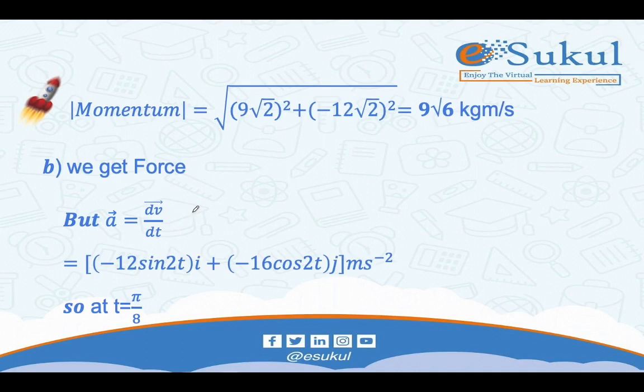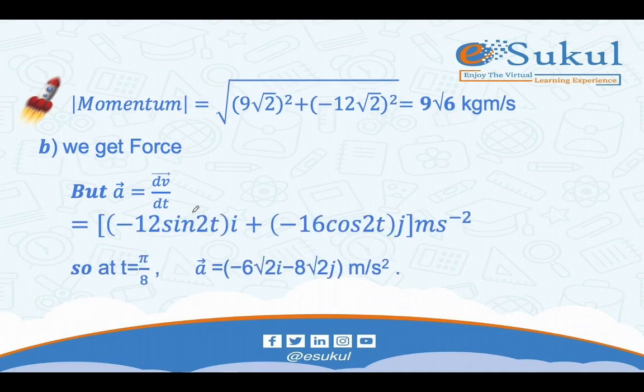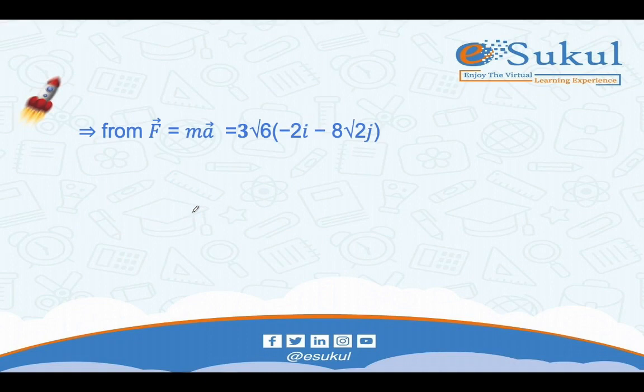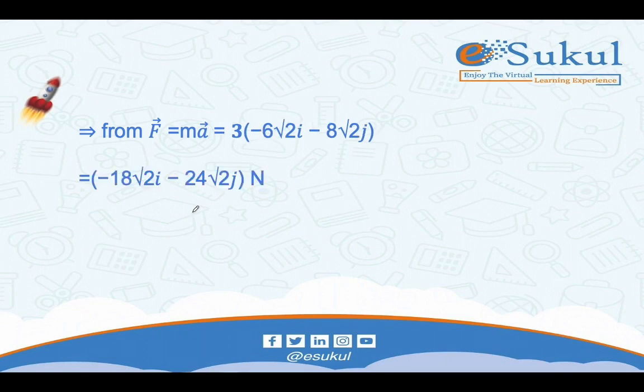So using t as pi on 8, we have as value negative 6 root 2 i minus 8 root 2 j meters per square second. Therefore, with the mass, which is 3, we can directly have the force acting on the particle as 3 root 6 into negative 2 i minus 8 root 2 j. Since force is a vector quantity, we remind ourselves to add the unit, newtons.